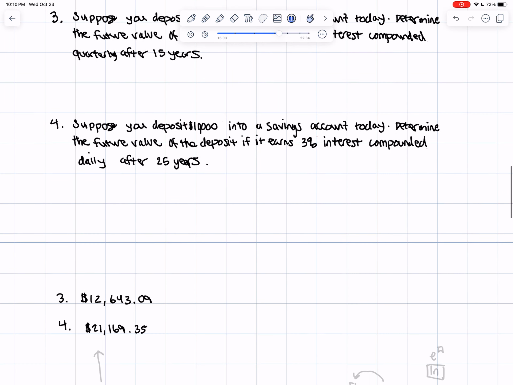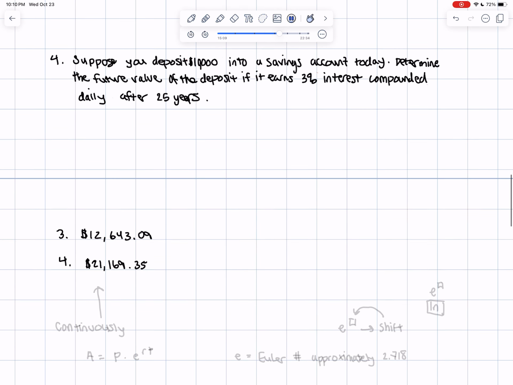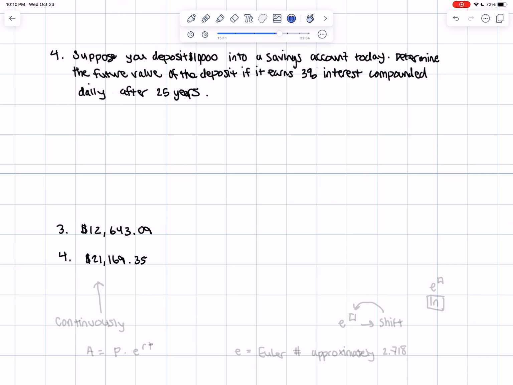Now let's do one if it says compounded continuously, because we need to know how to do it using the other formula we have. If you were not able to get these two solutions, come see me and I can explain it to you in person. Okay, so let's do continuously. That's A equals P times E to the RT. Let me write a problem for this one.